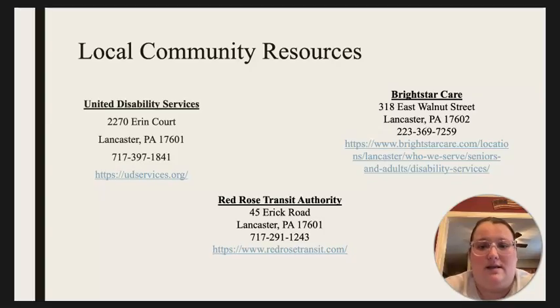This company has wheelchair accessible vans that can transport patients to and from their medical appointments. And lastly is Bright Star Care. This is another great resource that can assist patients with their ADLs, such as bathing, dressing, or cooking. They can also provide transportation to and from medical appointments, the pharmacy, grocery store, or wherever these patients need to go.